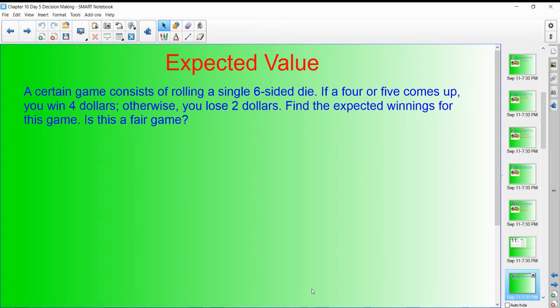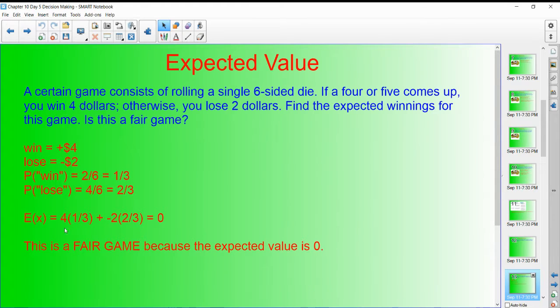So we're going to play a game with rolling a die. If a 4 or 5 comes up, you win $4. Otherwise, you lose $2. I want to know the expected value, and is this game fair? So pause the video, test it out, see what you get. Now let's take a look, see what we did.